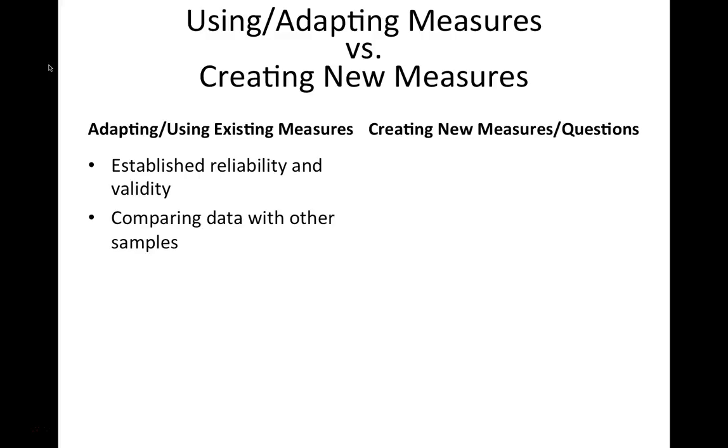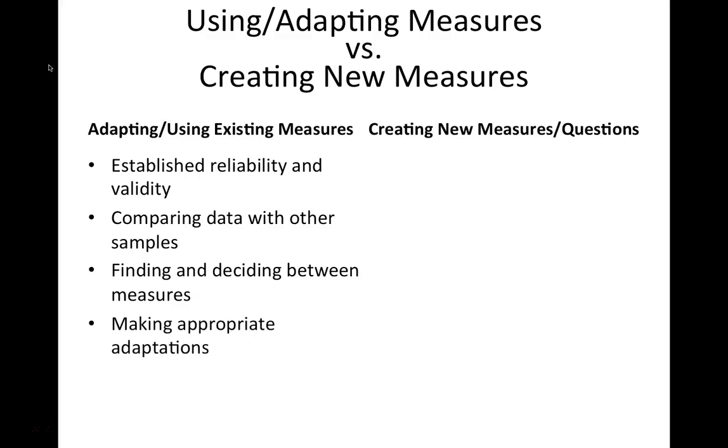We can potentially compare our data with the data from other samples, and so we then have to go through a process of finding and deciding between measures, potentially making appropriate adaptations if that measure was used maybe with women before, but we want to use it with men or with trans women or adolescent girls versus adult women. So we have to think about that adaptation process and if we would need to pilot, and then that reliability and validity might not be applicable if we do a whole lot of adaptation.